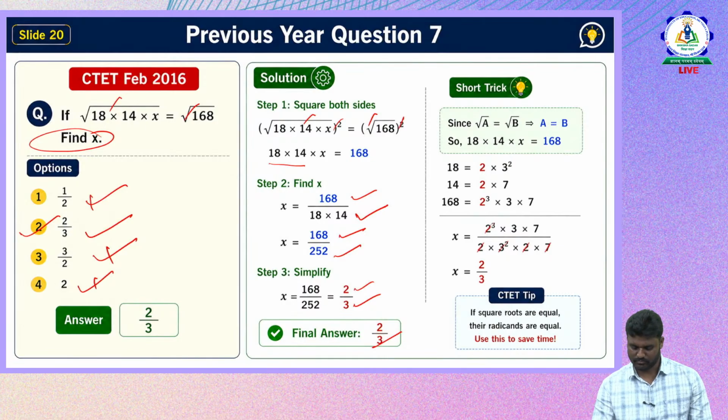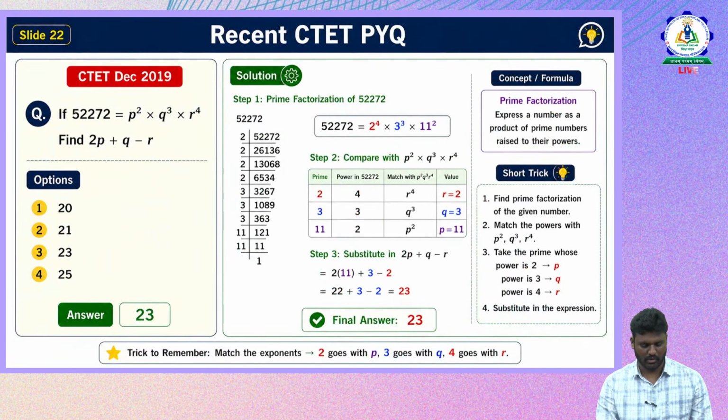Okay, now the next question: if 52,272 equals p squared into q cubed plus r to the power of 4, find 2p plus q minus r. The options are given like this. Option 1 is 20, option 2 is 21, option 3 is 23, option 4 is 25. So now let us see which is the correct answer.